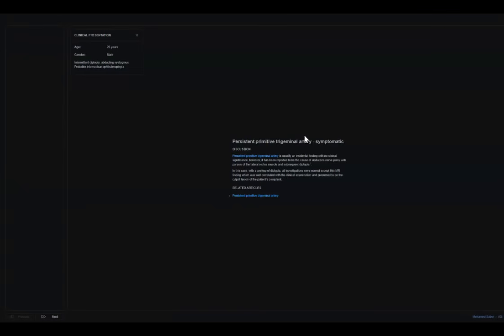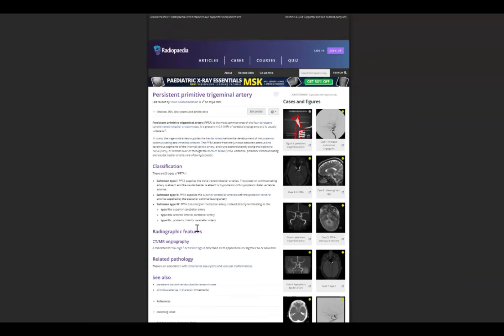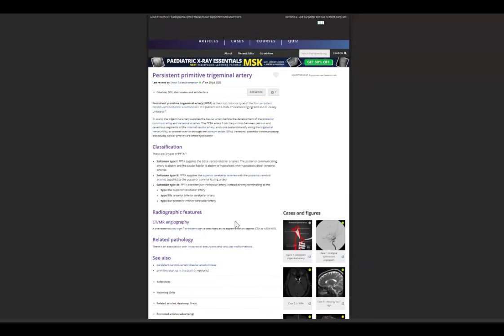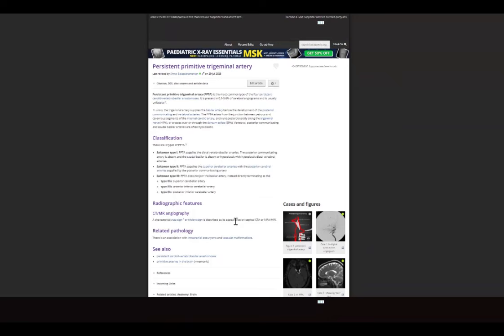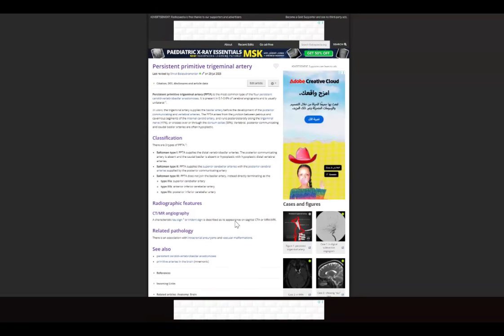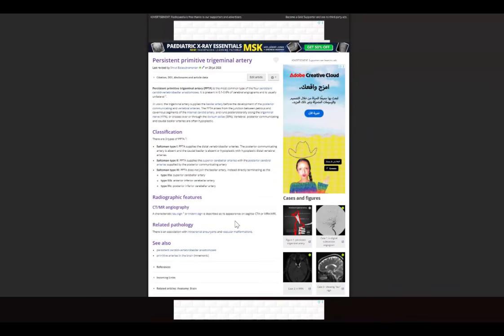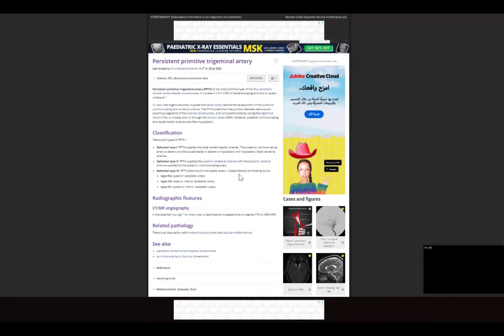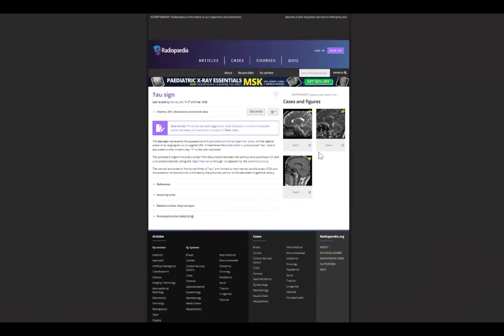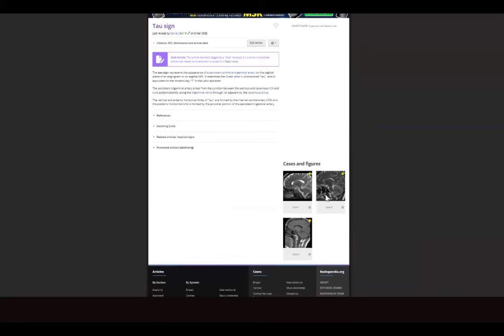The answer was persistent primitive trigeminal artery. During embryogenic life, the posterior circulation is supplied from this artery. It is a direct connection between the internal carotid and the posterior circulation, exactly to the basilar artery. And this is a very big difference between it and the posterior communicating, which is a connection between the ICA and the posterior cerebral artery.